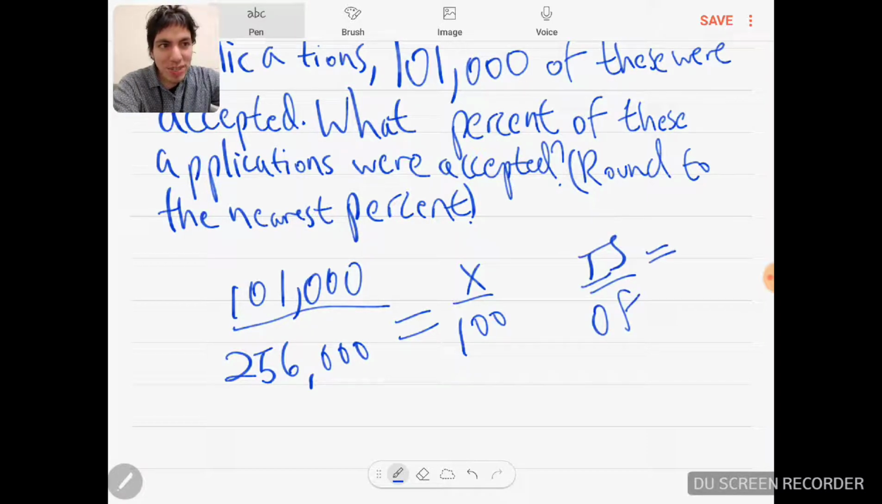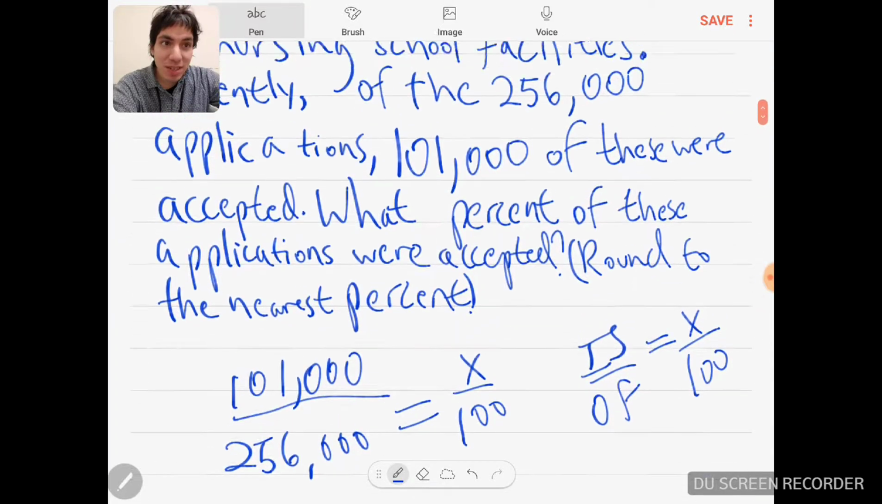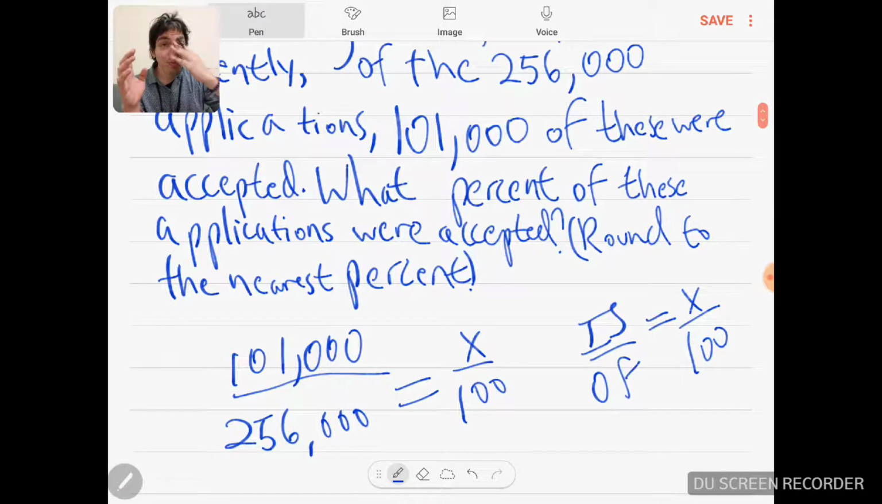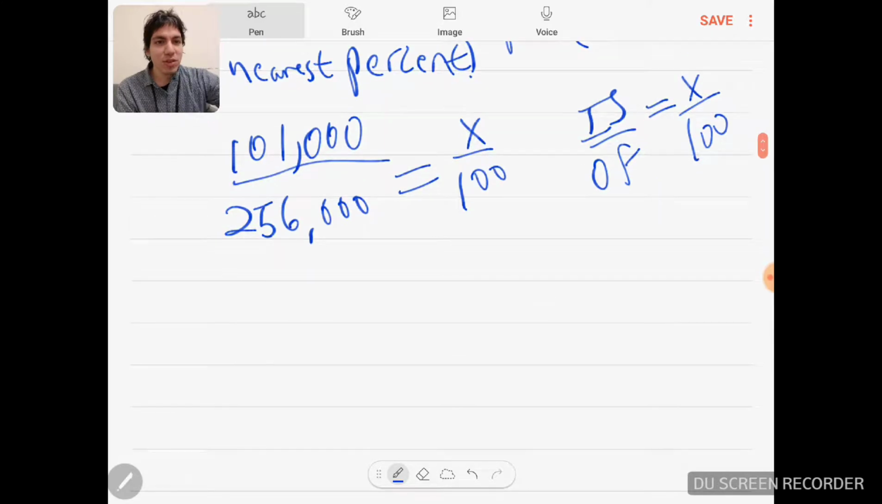But you might say, Professor, there is no is in this problem at all. Well, think of it this way. Of is the total piece of something, like the max amount of something. If you had 8 slices in one pie, and your friend ate 5 of them, your is is that 5, and the total was 8. So of these 256,000 applicants, which is the bottom, the denominator, 101,000 were accepted. We have to understand that. Good. Now, let's go down and cross multiply.